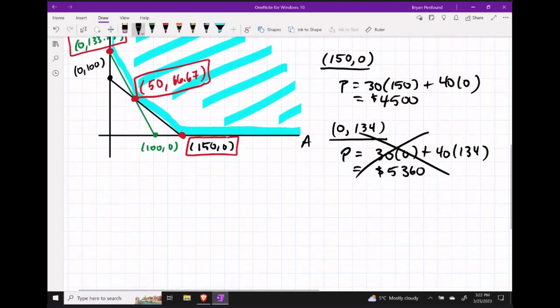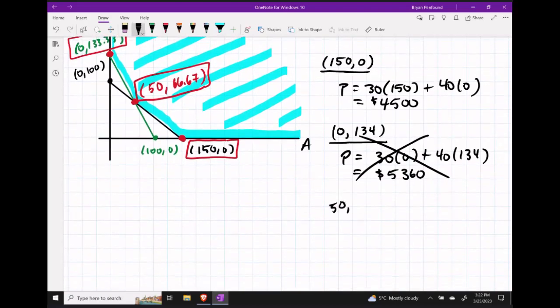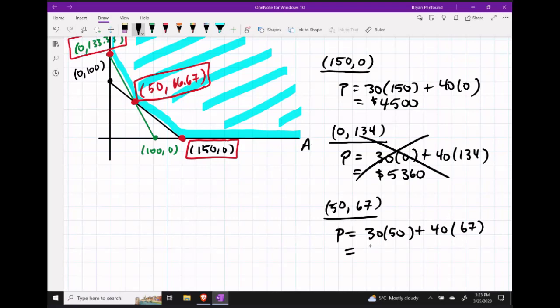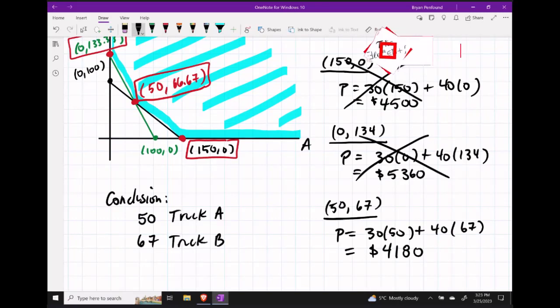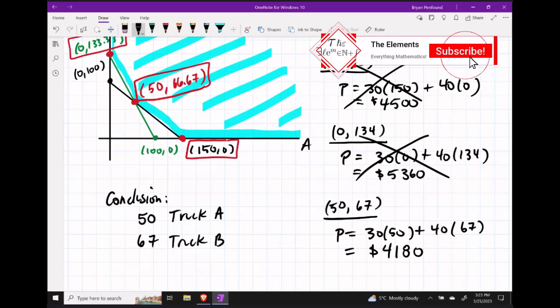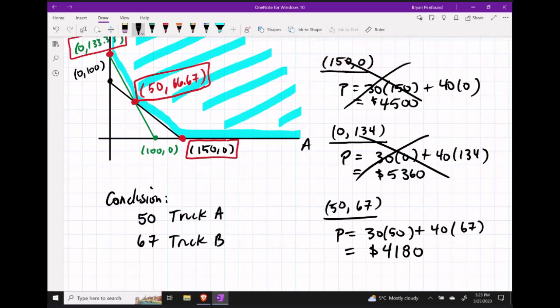So we have one more point to try. That is the point at 50, and we're going to slide this up to 67. And let's go ahead and perform this multiplication. So we need 30 times 50 plus 40 times 67. And simplifying this expression, we get 4,180. That is a little bit cheaper than the first option, which was to hire 150 truck A's, and leads us to our conclusion that it's best for us to hire 50 truck A's and 67 truck B's.